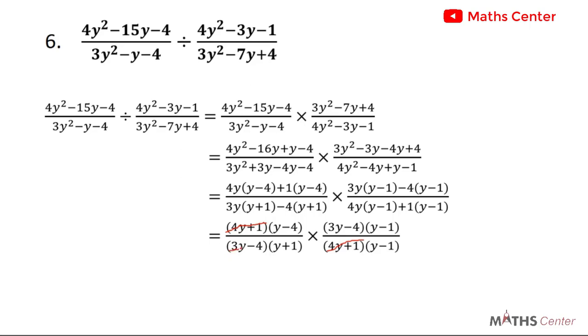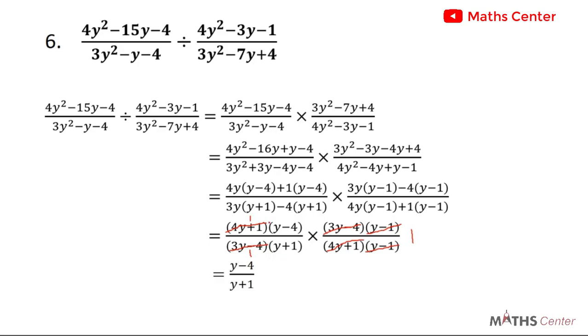We have 3y minus 4 here, we have 3y minus 4 here, so we can cancel. Then we have y minus 1 here, we have another y minus 1 here, so we can cancel. So everything here is cancelled, so it means that we are having 1. Here is cancelled, we have 1, here is cancelled, we have 1.